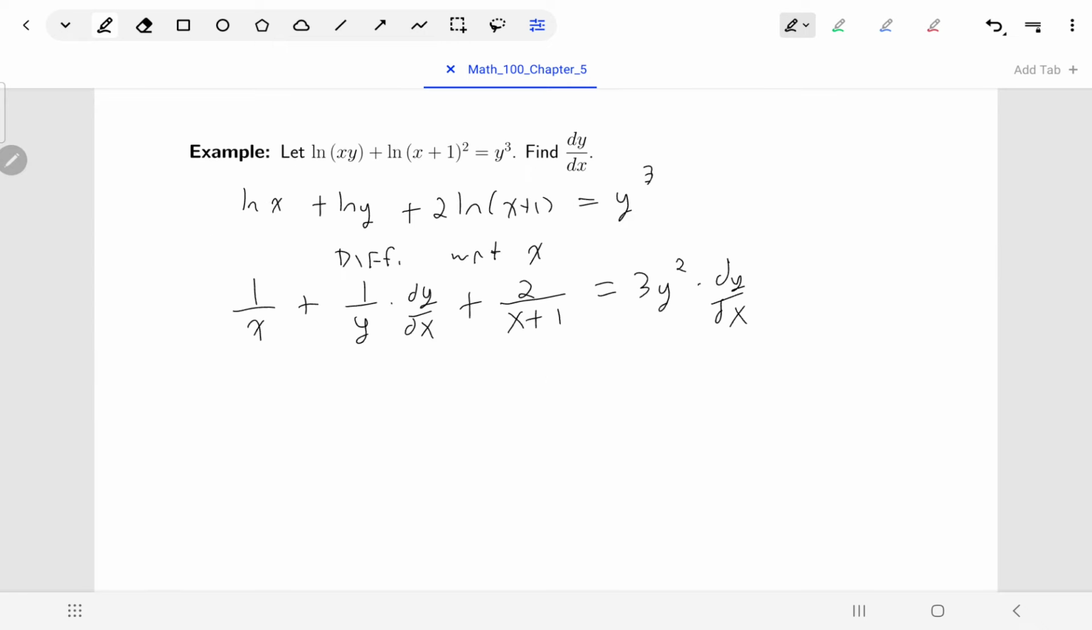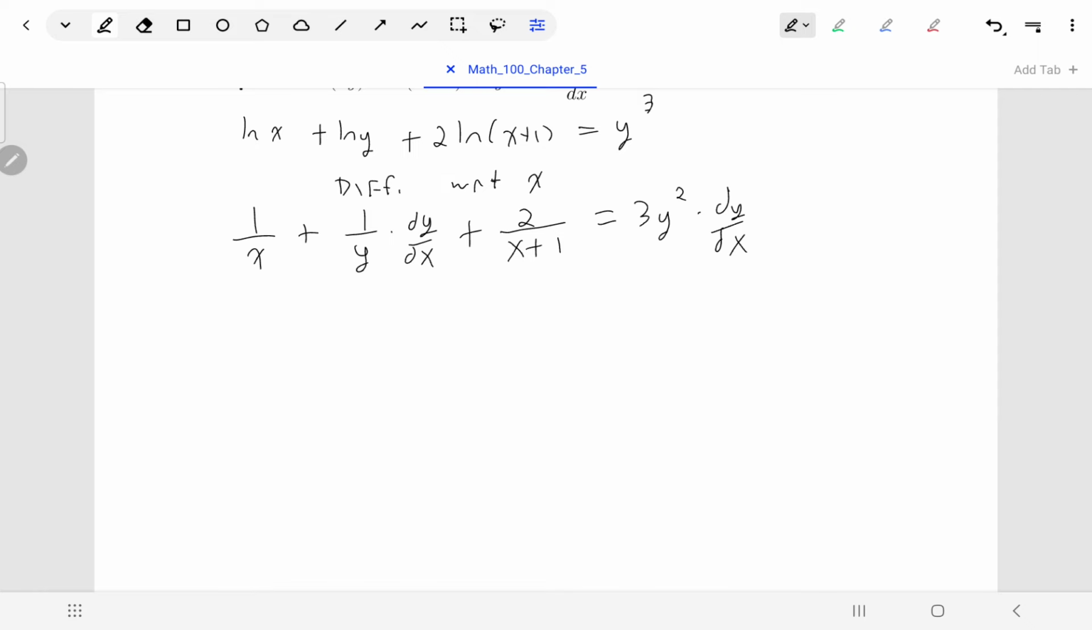And then the last little bits that I'll have to do is just cleaning stuff up. So I'm going to leave everybody with x's on the one side. So there we go. I've got that accomplished. And on the right side, I'll move everybody with dy/dx's. Then I'm going to do a couple of things.